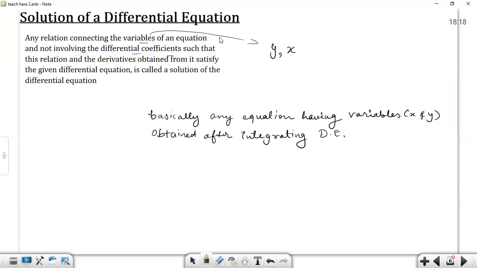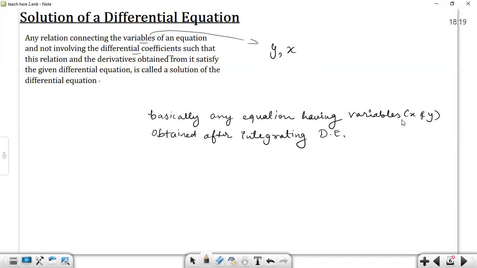A solution of a differential equation is any relation connecting the variables y and x, not involving differential coefficients such as dy by dx, such that this relation and the derivatives obtained from it satisfy the given differential equation. That is called a solution of the differential equation.